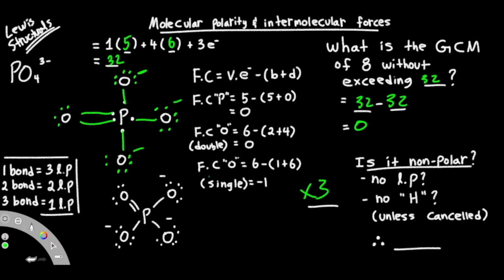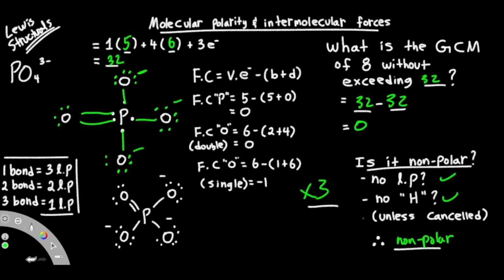Now let's have a look at whether this is non-polar. Well, we have to see if there are any lone pairs. So are there no lone pairs on that central atom of phosphorus? It's true, there are no lone pairs, no dots, so I'm going to put a check mark. Are there no hydrogens either? That's true, there are no hydrogens. So therefore, this is going to be non-polar.